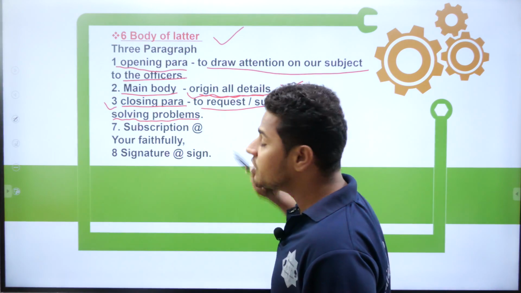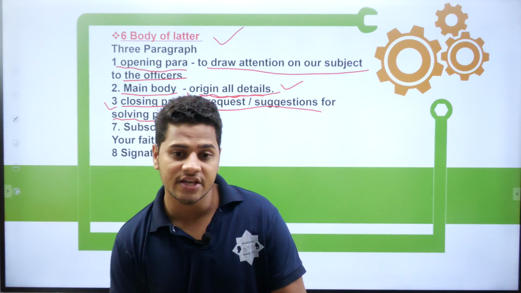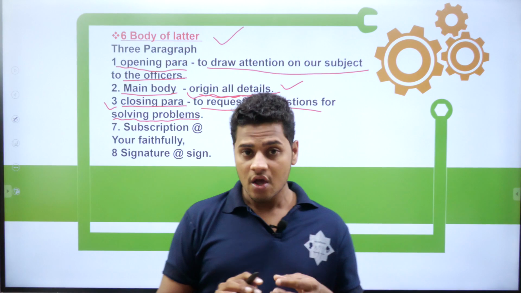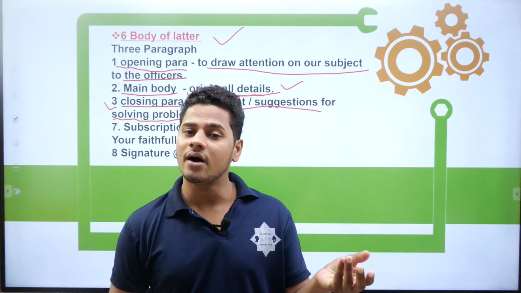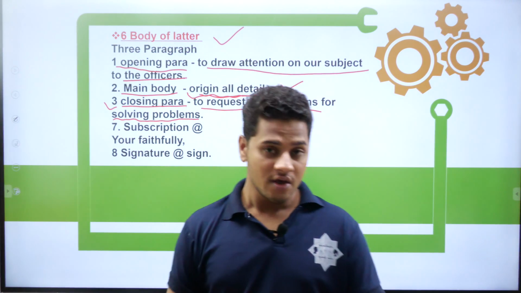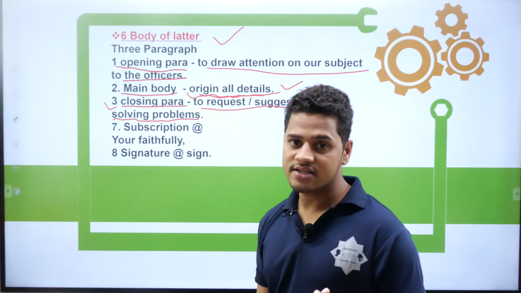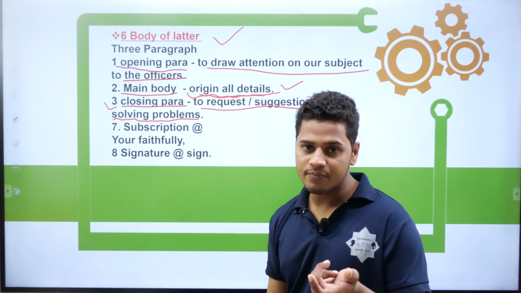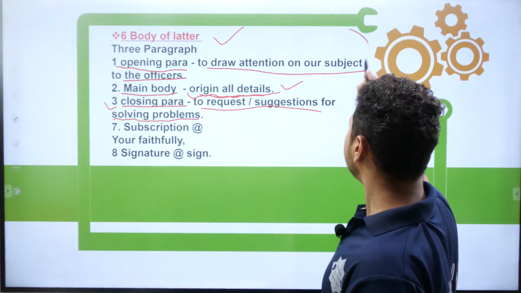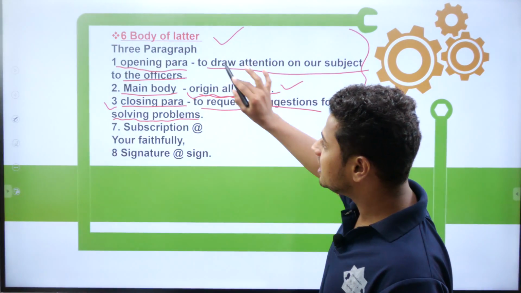To sort out the problem, we are sending the request or suggestions to the officers and dignitaries who are handling the disputes in a proper manner. At that time we are making a request, or we are suggesting to them, to solve the problem. So I have cleared the body part, the body of the letter.